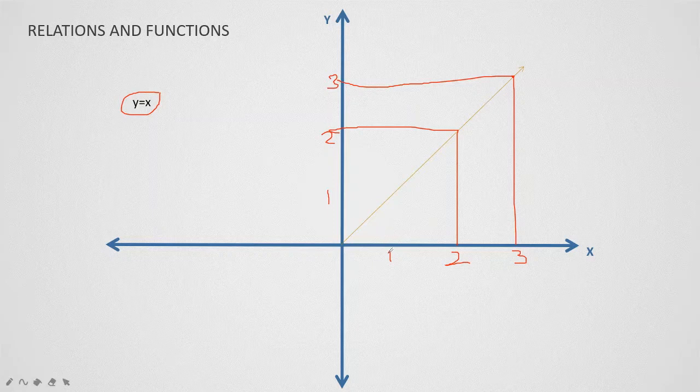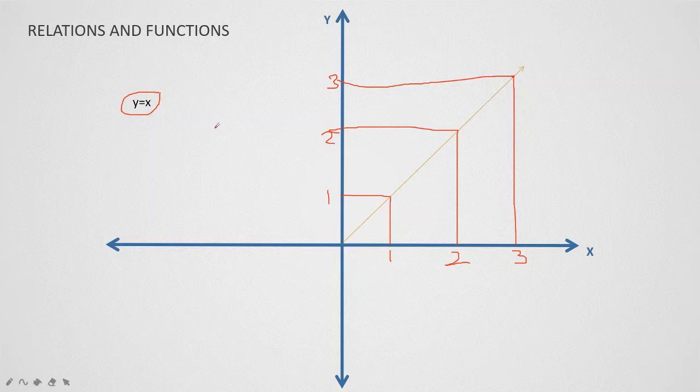So basically, if I give 1 here, the answer is 1. So for each input, I'm getting different outputs, but there is only one output. For one input I see only one output here. This is how functions are. Now you might be thinking, sir, in every situation it's like that only, right? One input means only one output.